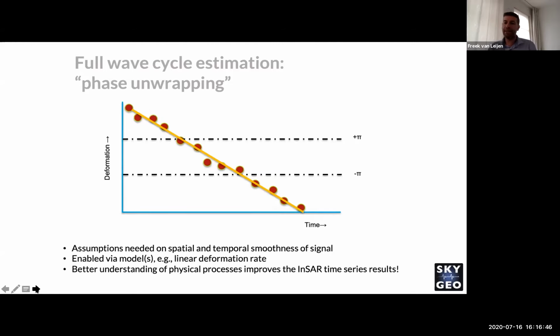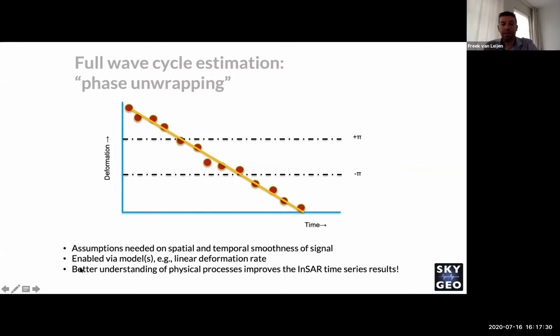What we need to do here is make certain assumptions about the signal, especially about the smoothness of the signal, which can be both spatial and temporal. And typically we do this by assuming certain models, either again in space or in time. This is an example of a model in time, in this case a linear deformation rate. And by analyzing the solutions that such a model gives, we can determine whether the solution we found is actually reliable and of sufficient quality to work on.